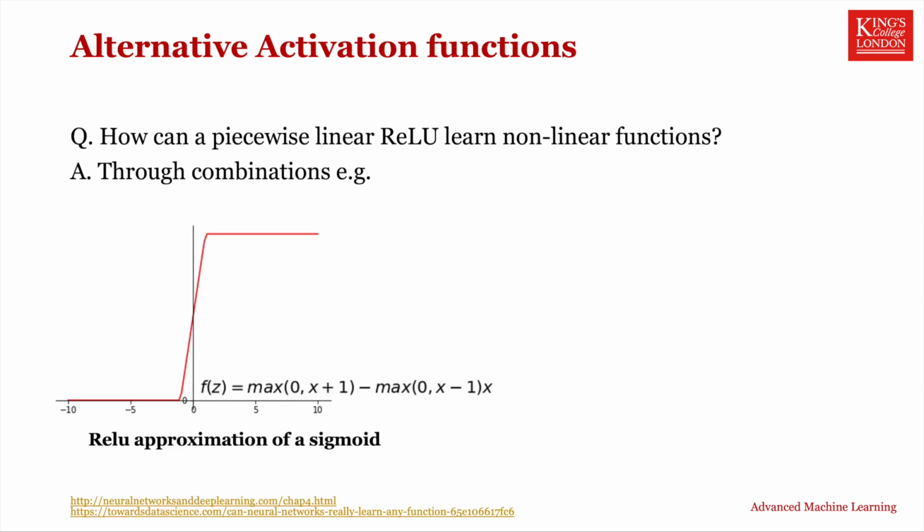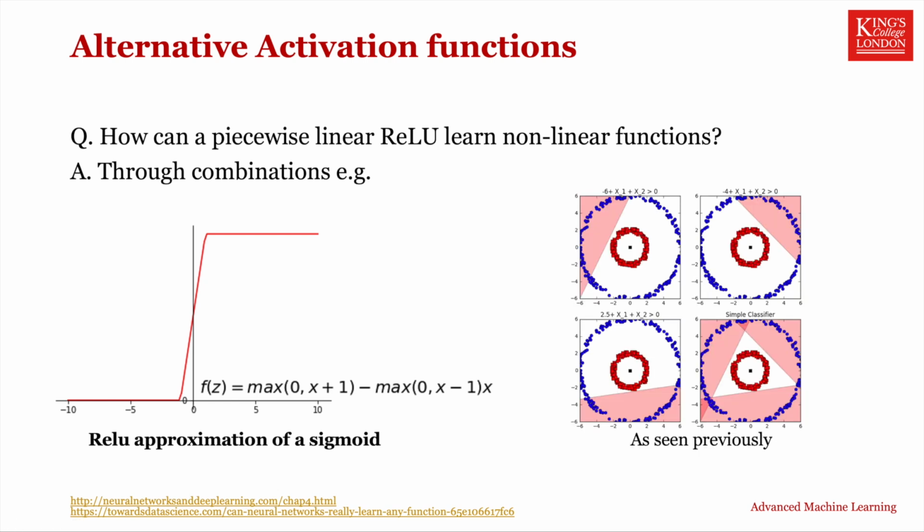However, how is it that a piecewise linear ReLU function can learn non-linear functions? We've already said that we can't chain together linear functions to make a non-linear function. Combinations of linear functions are linear functions, so why is a ReLU different? The reason is that combinations of ReLUs generate non-linear step-type functions. For example, here is a combination of two ReLU functions that approximate a sigmoid. Hence, these functions can be combined as before and shown previously by the Michael Nielsen example, which I linked to before.